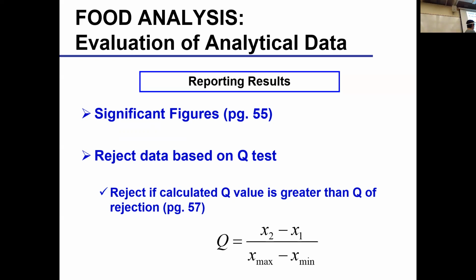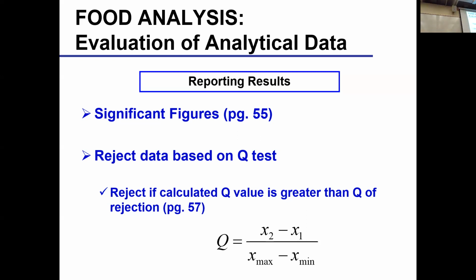So the Q value basically is used when you see that you might have an outlier. So you would go, okay, you have 4 data points. You have this one outlier within the 4. You take the difference between your outlier and the next closest number to it. Any of your data points, the closest to your outlier, you just take the difference between your outlier and the number closest to it. And then you divide it by your range of the data, which is maximum minus the minimum number. And you get what we call a calculated Q value.